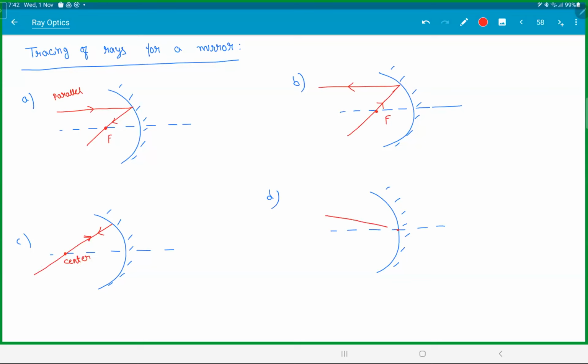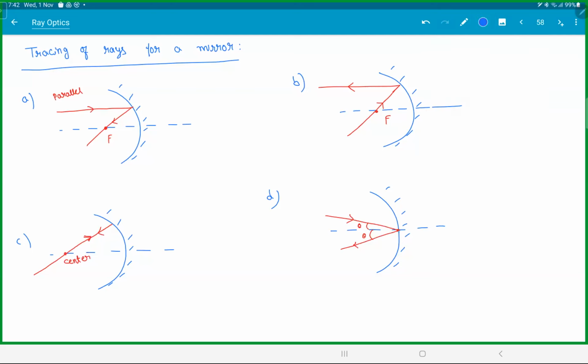If you send a light ray at the pole, it will bounce like this, where this angle and this angle will be equal, because the principal axis will be the normal here. Check it out. These are the 4 light rays. So using these 4 light rays, you can choose any 2 light rays from the object, extend them, and wherever they meet will be the image.